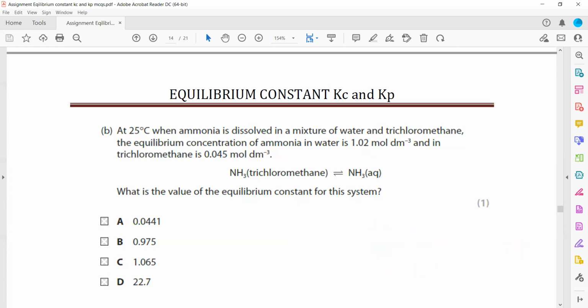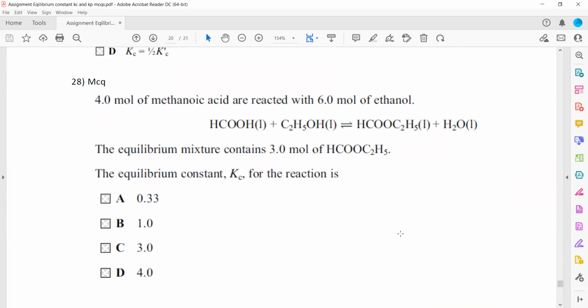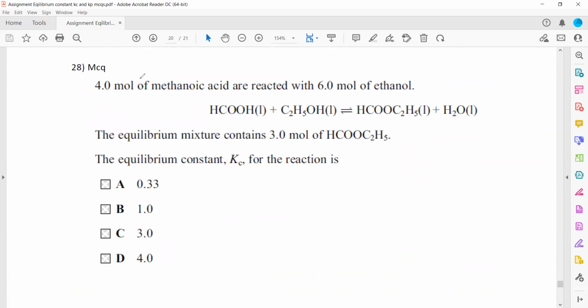Next is question 28. In question 28, we have 4 moles of methanoic acid reacted with 6 moles of ethanol. So we have methanoic acid, which is HCOOH, and ethanol, C2H5OH, giving HCOOC2H5 plus water, H2O. So in the beginning, initially, we had 4 moles of this and 6 moles of this, and we have 0 and 0 because in the question they don't mention a product, so we consider the product is 0 in the beginning.